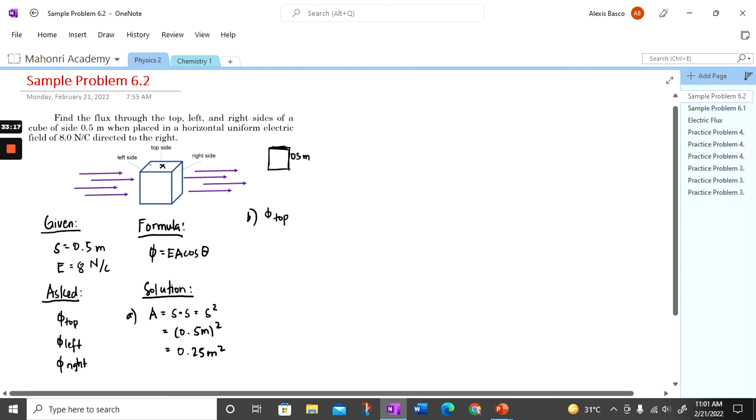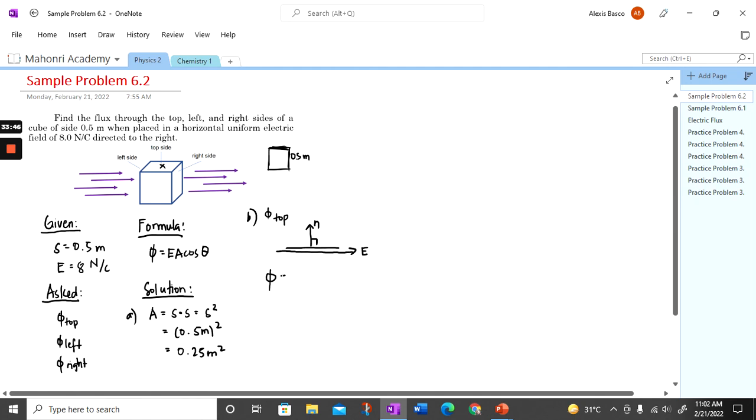Next, letter B, let's find the electric flux on the top side. As you can see, for the top side, my electric field is going this way, right? And my top is also lying this way, which makes my normal this way. And as you can see, my surface is parallel to my E, which means my area vector, or my normal vector, is perpendicular to my E.